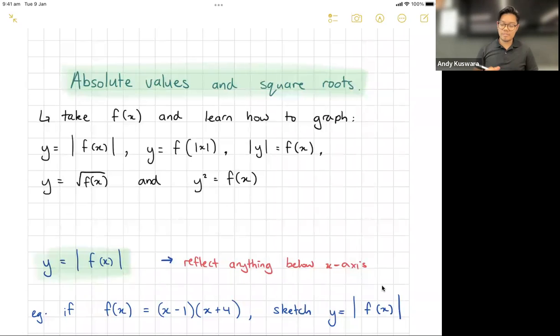So again, what I said about today was we're going to look at absolute values and square roots and how they affect the graph. In particular, take a look at these ones here. We're going to find out what happens if we take the absolute value of x of a function, if we take the absolute value of y equals our function, the square root of our function, and also what happens if we square the y of our original function. Y squared equals f(x). So let's take a look at these and see how these will graph.